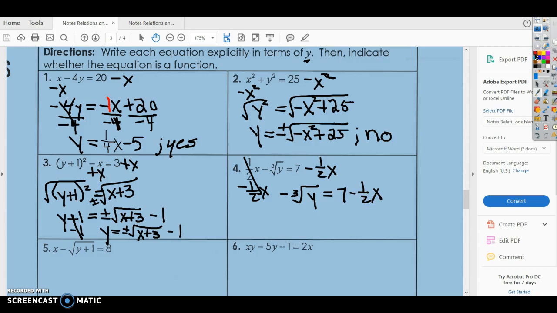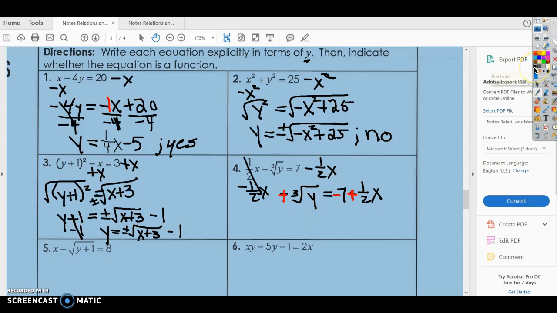And then I have a negative cube root, so I've got to get rid of that negative. So I'm going to multiply the whole equation by negative 1. What happens when I do that? Every sign changes. So this one changes to a plus, the 7 changes to a negative, and the 1/2 changes to a plus. So why do we do that? We have to do that to isolate the cube root in order to solve for y.